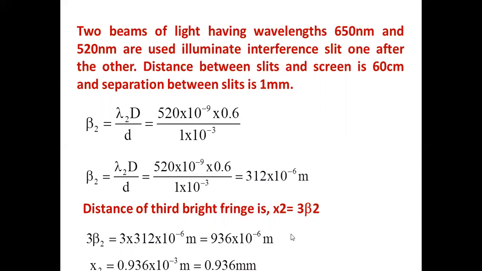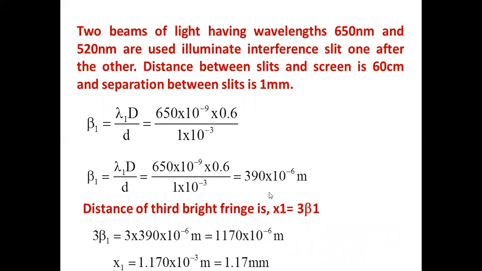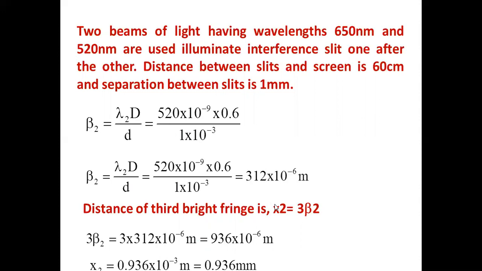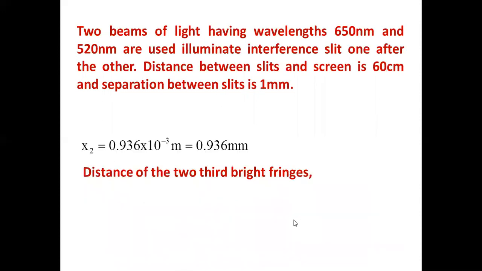Now, what is the distance between these two bright fringes? Suppose both the bulbs are switched on simultaneously. What is the distance between the third bright fringe of the lesser wavelength and the third bright fringe of the larger wavelength? Subtract them. You got x1, 1.17 millimeter. Now, x2 is the third bright fringe of this one, 0.936 millimeter. Subtract them and you will get the answer.